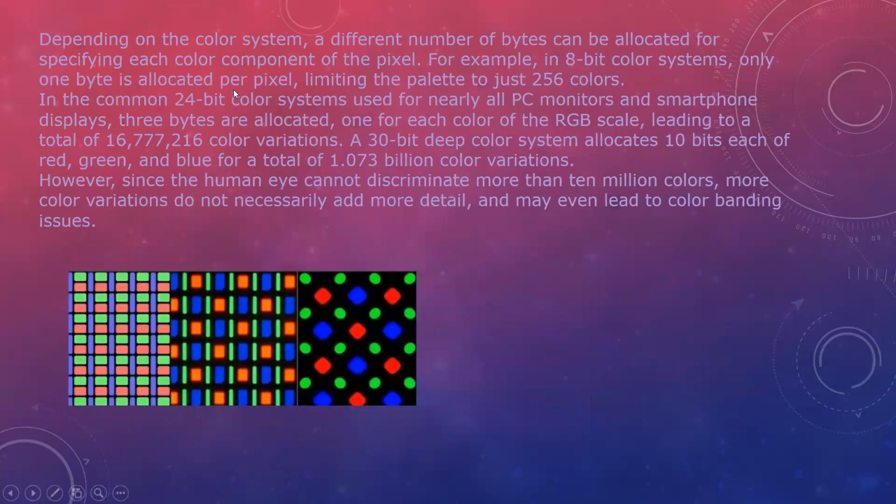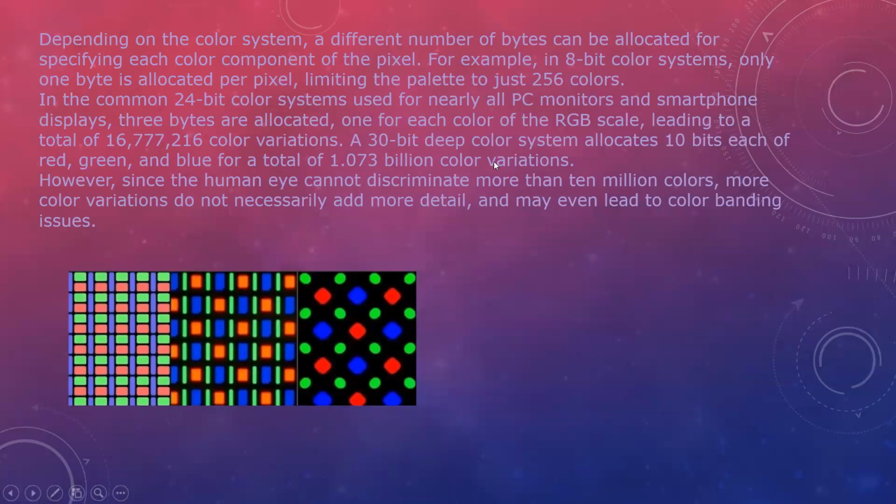In the previous slide we had seen the resolutions of the pixels and how they are formed. Depending on the color system, a different number of bits can be allocated for specifying each color component of the pixel. For example, in an 8-bit color system, only 8 bits are allocated per pixel, limiting the palette to just 256 colors. In the common 24-bit color system used for nearly all PC monitors and smartphone displays, 3 bytes are allocated, one for each color of the red, green, blue scale, leading to a total of about 16.7 million color variations.